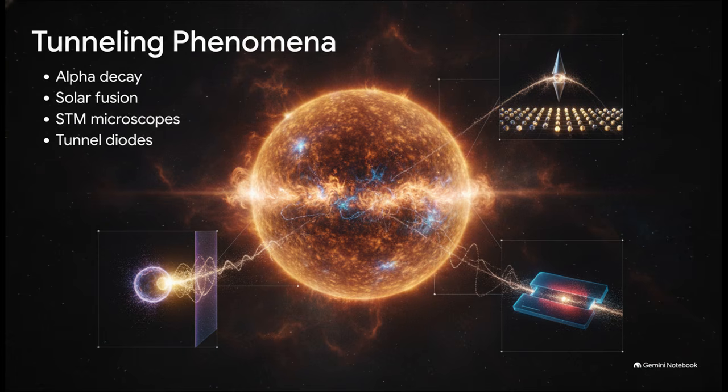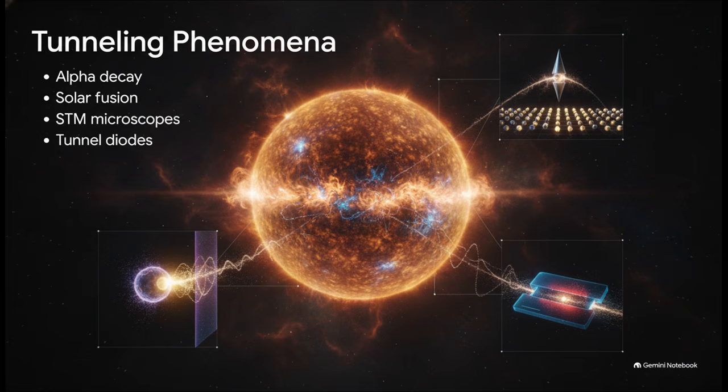You might be sitting there wondering, okay, why does this matter outside of a chalkboard in some physics lab? Well, without quantum tunneling, the sun wouldn't shine, and modern nanotechnology simply wouldn't exist, period. First up, we have radioactive alpha decay, which was a huge mystery until it was brilliantly solved by George Gamow using tunneling all the way back in 1928.